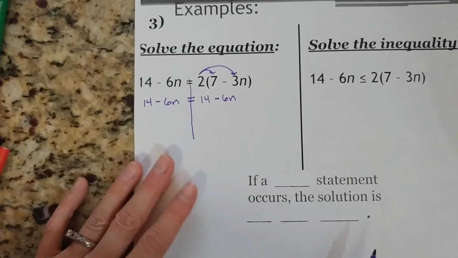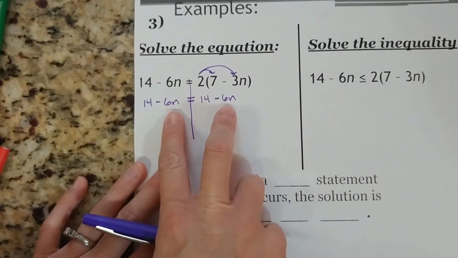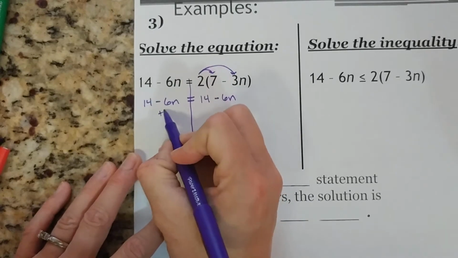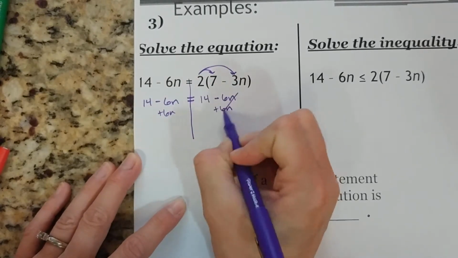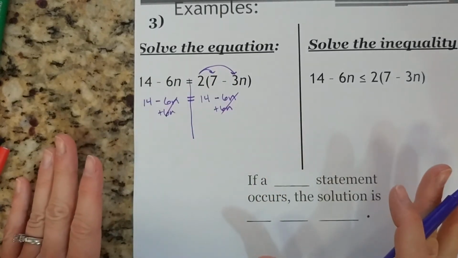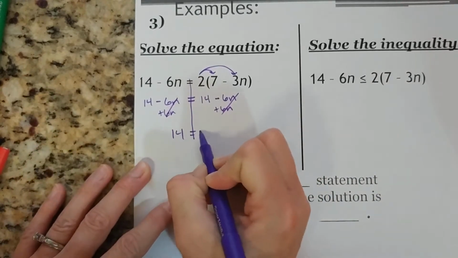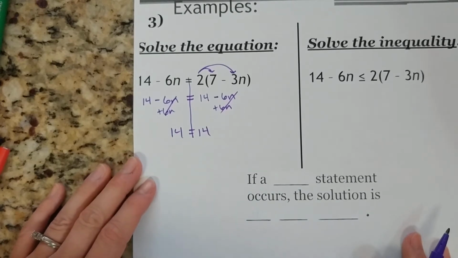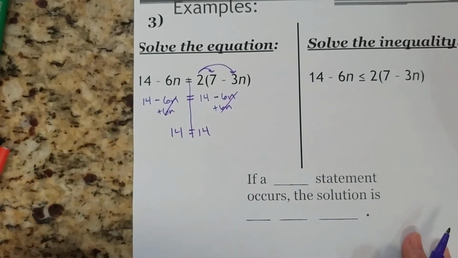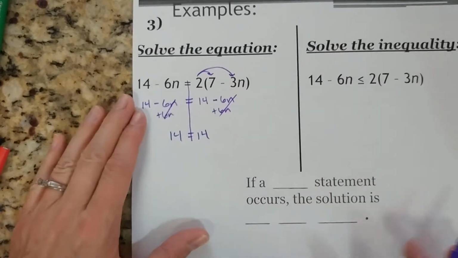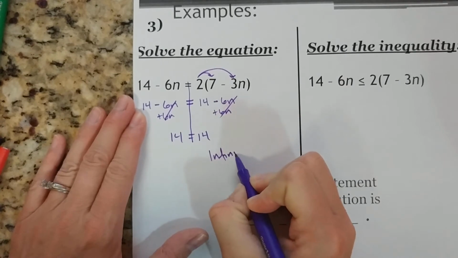I'm going to take it one step further. I see I have an n on both sides, and so I want to move the n's to one side. In order to do that, I would have to add 6n to both sides, getting the n completely to cancel out, meaning I can't solve it for n anymore. If I bring down what I have left here, I still have an identity, identical on both sides. Also, I have a true statement. And we know that when I have a true statement like this, or an identity, this is infinitely many solutions.